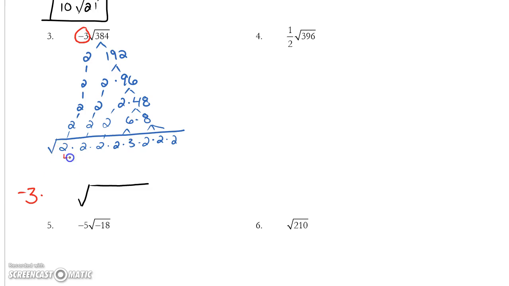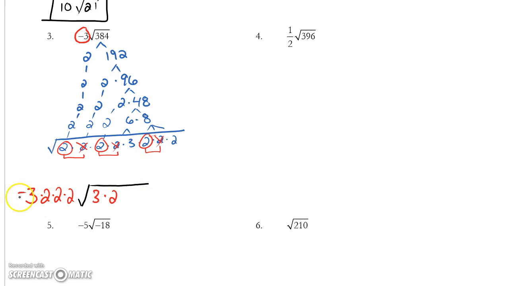Now I pull out my pairs. Here's one pair of 2's that I can pull out to here. Here's another pair of 2's. Pull that out to here. Here's another pair of 2's. Pull that out to here. 3 doesn't have a partner. 2 doesn't have a partner. They stay inside.